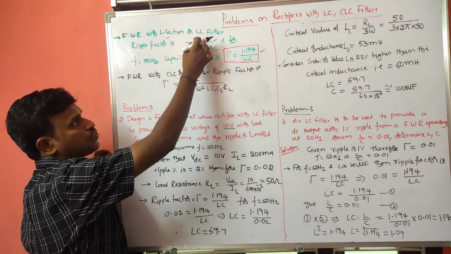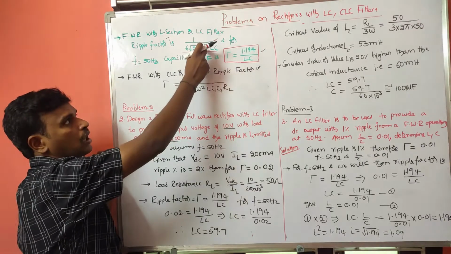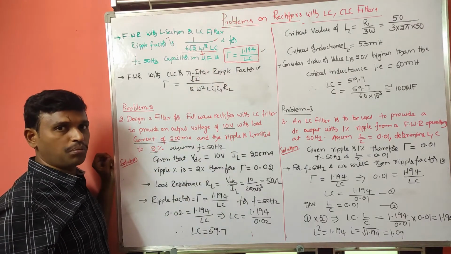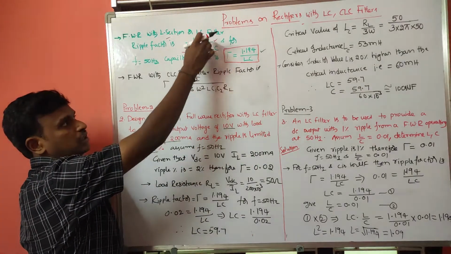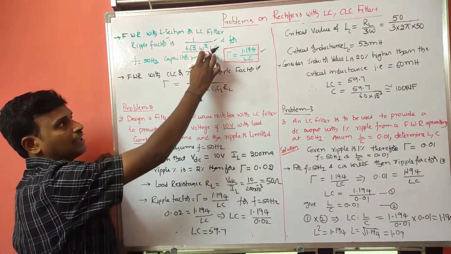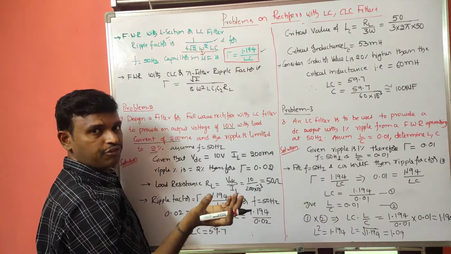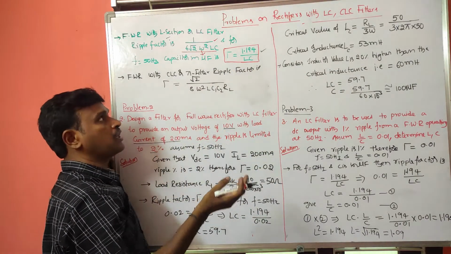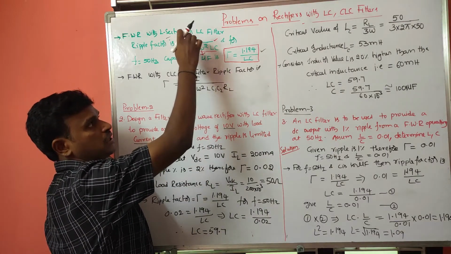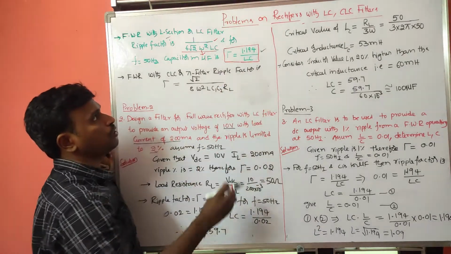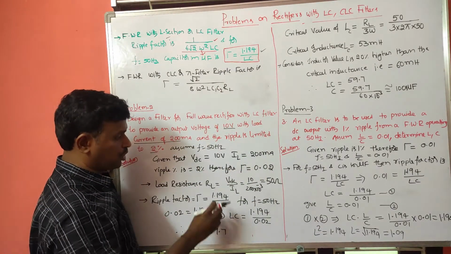If you simplify this one also, 1 by 6 root 2, f is equal to 50 Hz, and if you calculate omega, which is equal to 2 pi f, and substitute all these things, you will get the equation, that is 1.194 by LC. Okay, so that is the equation.